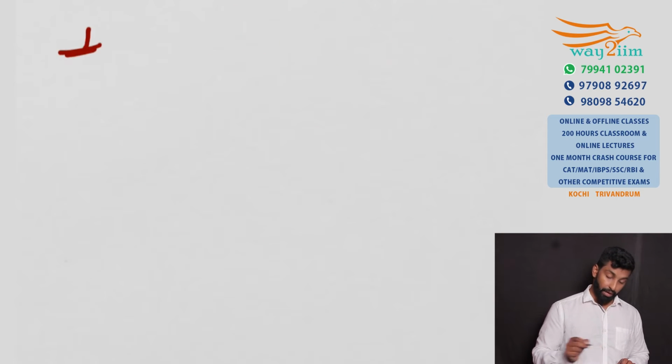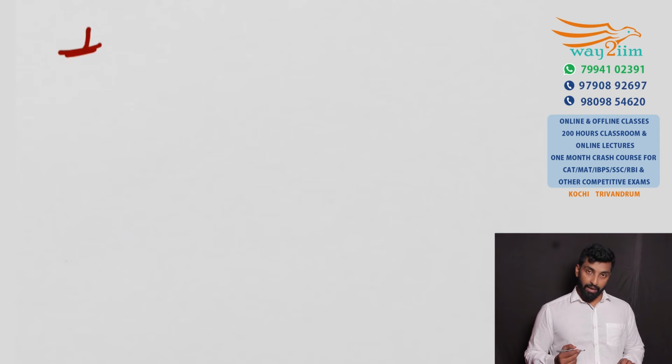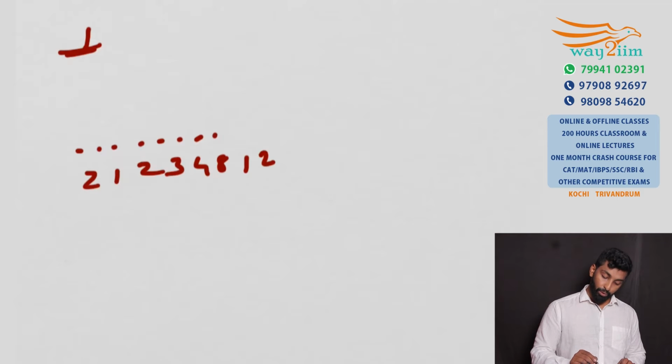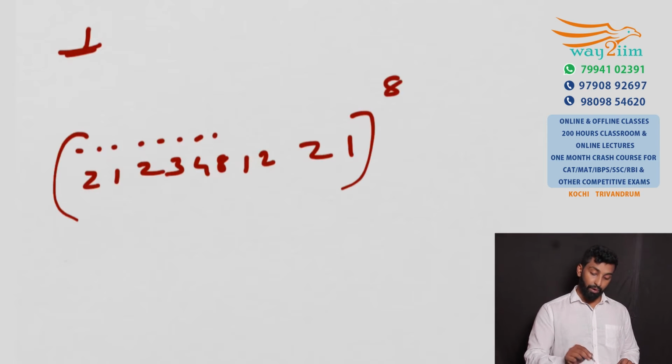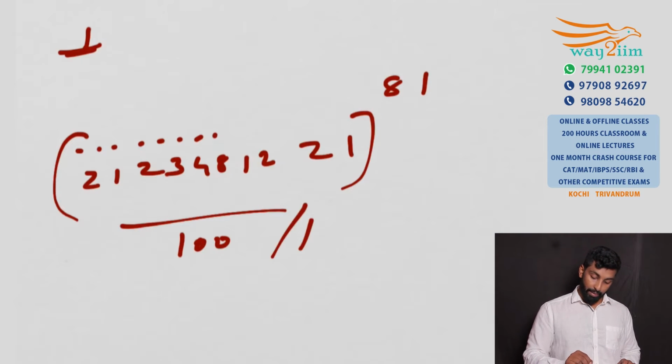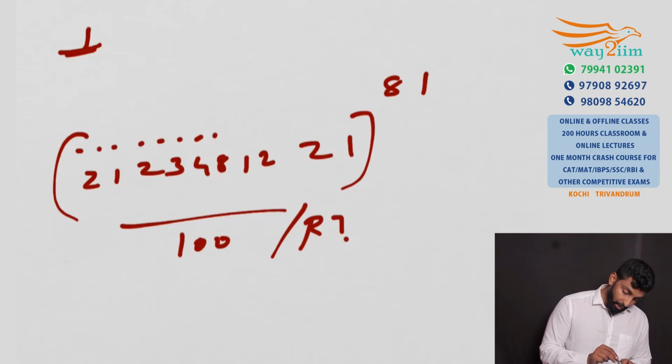Within that we'll start with 1, a number ending in 1. It's a big number. If you want, you can write it as 2 1 2 3 4 8 1 2 2 1. It's a number ending in 1, raised to, let's take 81. The question is, what are the last two digits? Or divided by 100, what is the remainder? So the question is about the last two digits only.